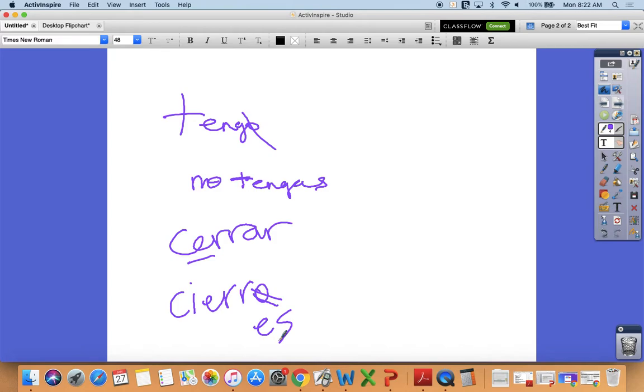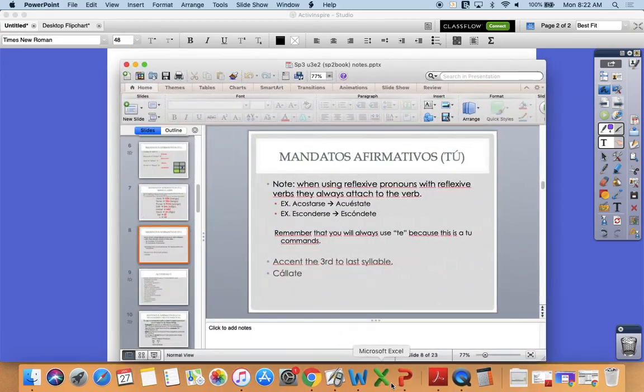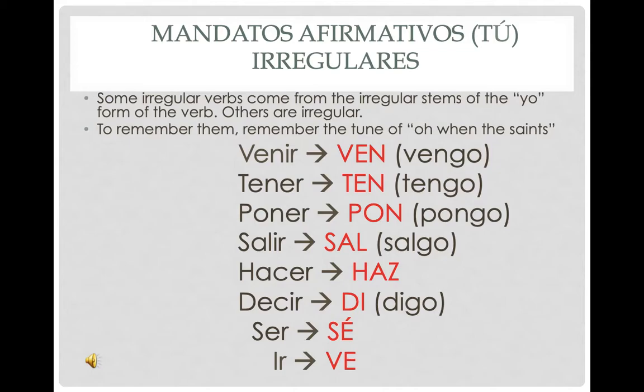One last thing, let's switch back to the affirmative commands. There was a group of irregulars. Do you remember those? What was the song? Like that, right here. Should we sing it? Yes. All right. I don't remember it.